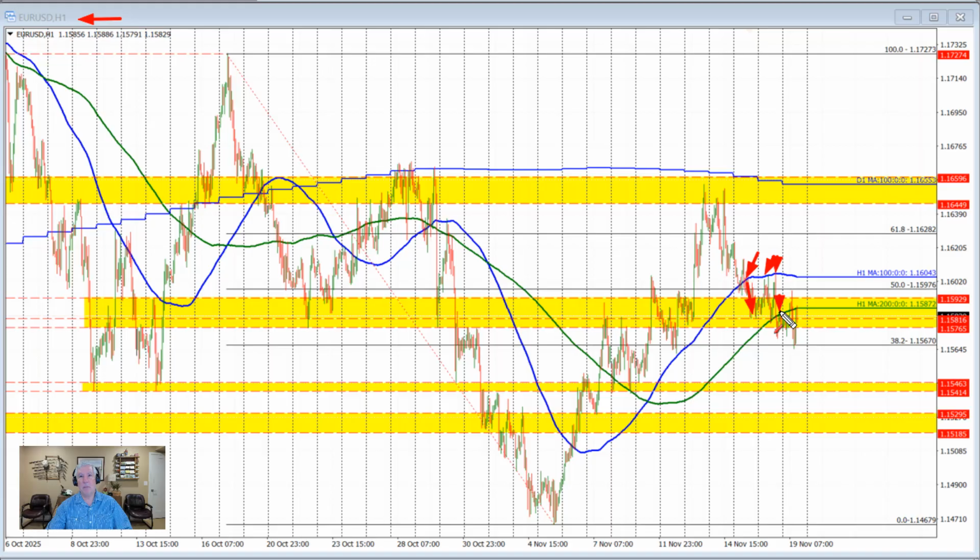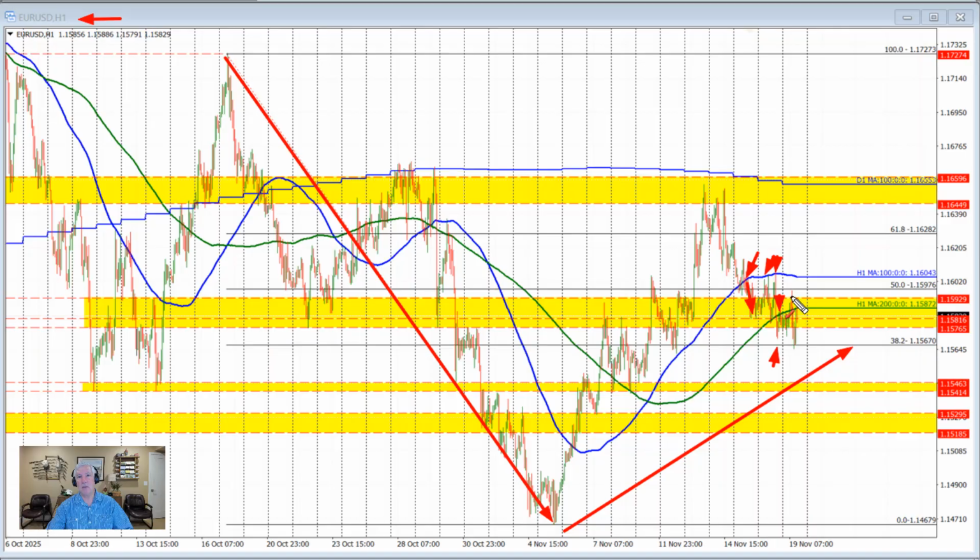Late yesterday, we fell below the 200-hour moving average, which should have kept the sellers in control. We did see increased momentum to the downside, but this target level over here at the broken 38.2% retracement of this move to the upside was not approached, and the market rotated back up toward that 200-hour moving average and tried to stay below that level.